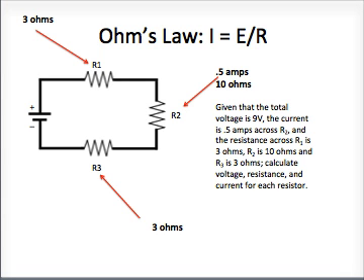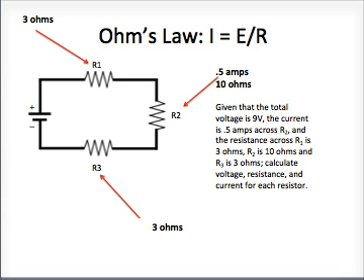Ohm's law states that the current is equal to the voltage divided by the resistance. This equation can be used to determine total current, resistance, and voltage in a circuit, and it can be used to determine current, resistance, and voltage across individual resistors.